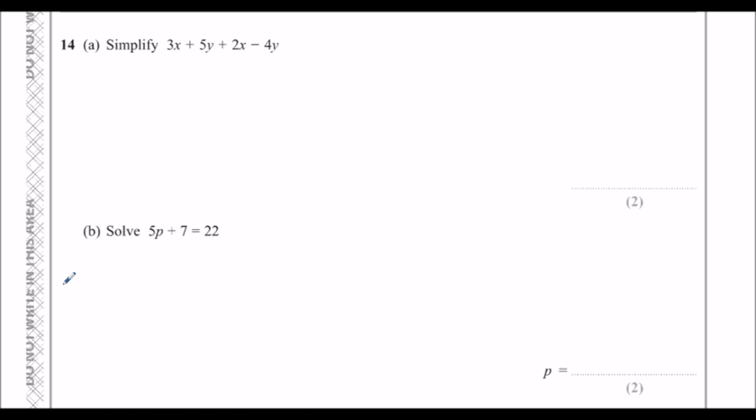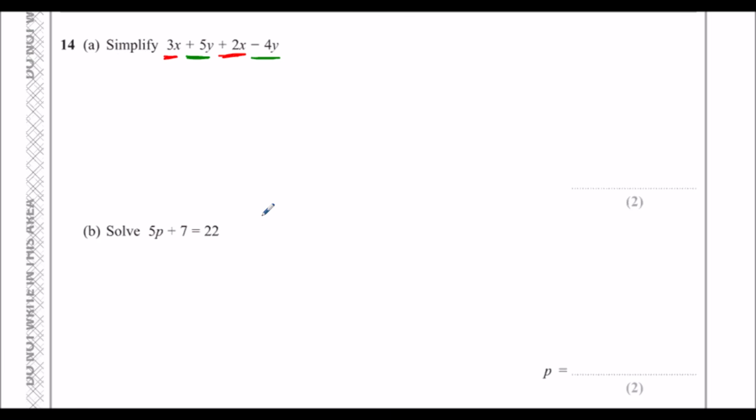Question 14, simplify. So we're collecting the like terms. So we add x's to x's and we add y's to y's. So we've got 3x and plus 2x. We're always taking the sign from in front of the term. We've got plus 5y and take away 4y.